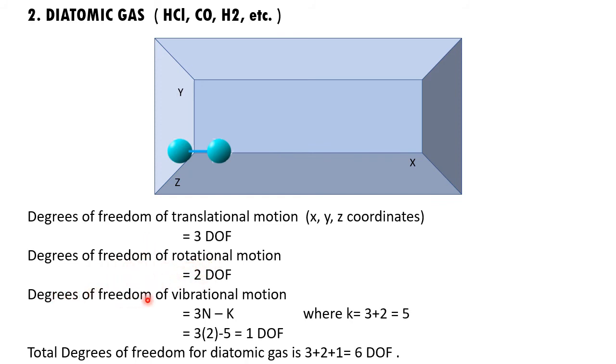Now, degrees of freedom of vibration motion. We have to use the formula 3N minus K. N is 2 because it is diatomic, so 3N is 6. Then minus 5, that is K, which is 3 plus 2, equal to 5. This will give us 1 degree of freedom. So total degrees of freedom for diatomic gas is 3 plus 2 plus 1, which is equal to 6 degrees of freedom.